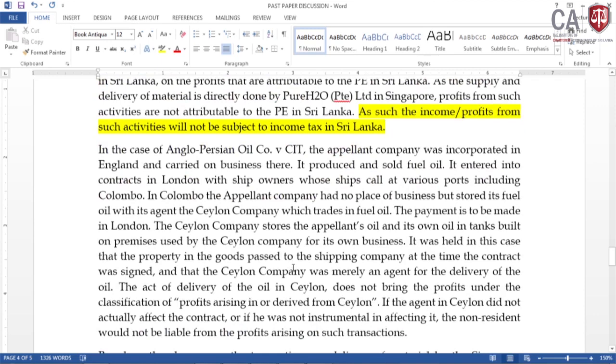In the case of the Anglo-Persian Oil Company, why have we taken the case law here? Because the question itself is given, you should apply what? Case law provision. Now we have applied Anglo-Persian Oil Company versus CIR. The appellant company was incorporated in England and carried on business there. It provided the salt fuel oil. It entered into contracts in London. In our question, entered into the contract in Singapore with ship owners, whose ships call at various ports, including Colombo.